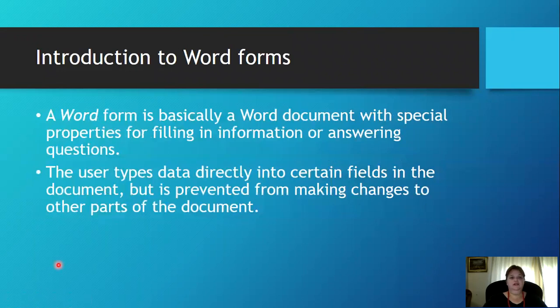Okay, so how do we design a form in Word? A Word form is basically a Word document with special properties for filling information or answering questions. The user types data directly into certain fields in the document, but is prevented from making changes to other parts of the document.